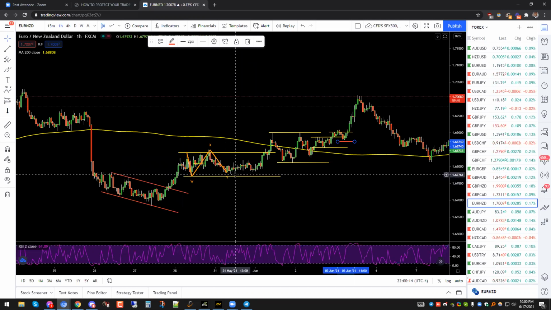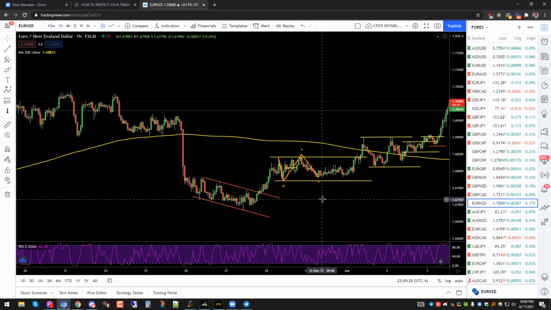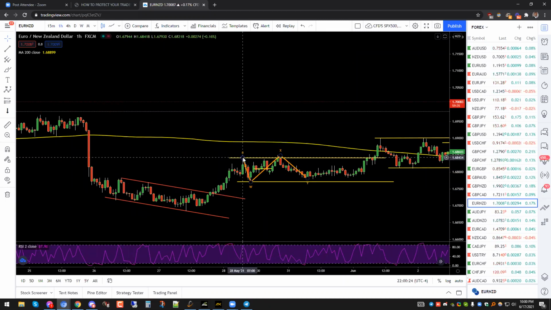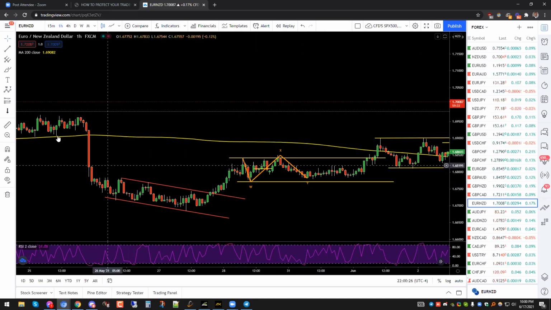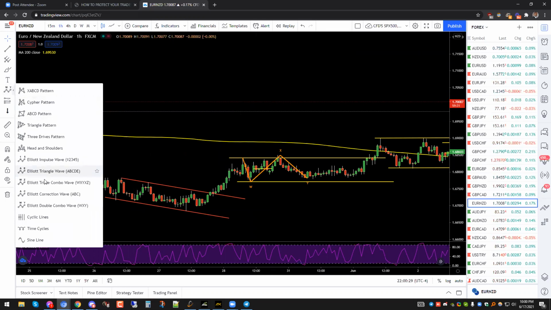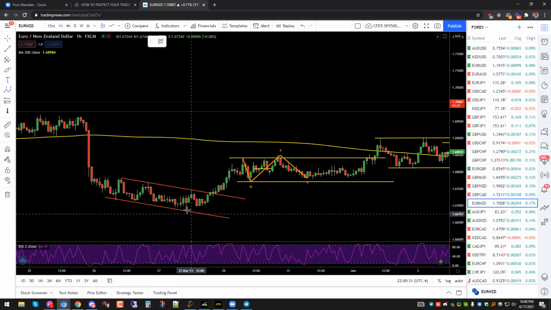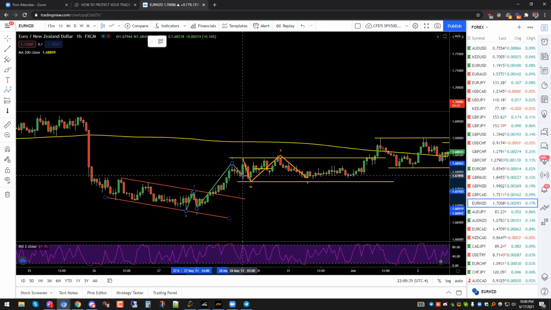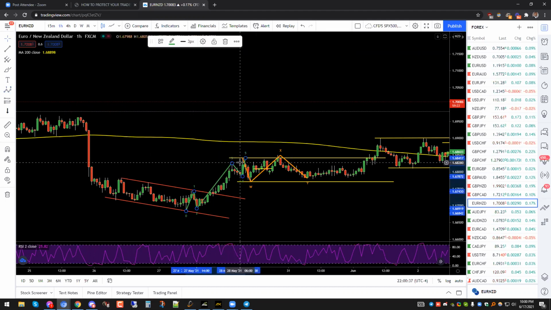This area here is not a WXYXZ formation. Why is it not a WXYXZ formation? It is simply because this is one wave down, right? Okay, look at this. If you look at this, you got 1, 2, 3, 4, 5, right? So you got 5 waves up, okay? So once we get this 5 waves up, this is our first impulse to the upside.